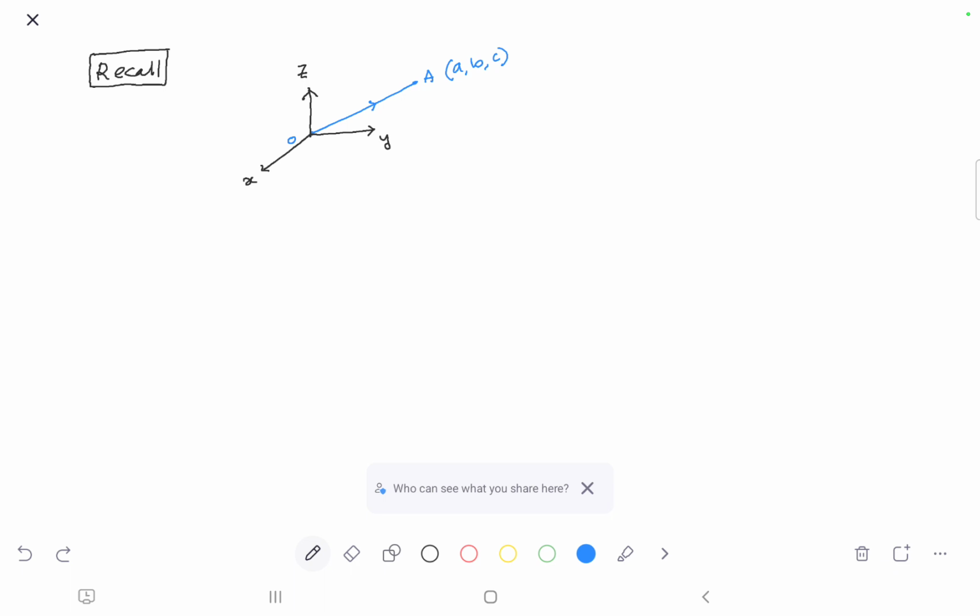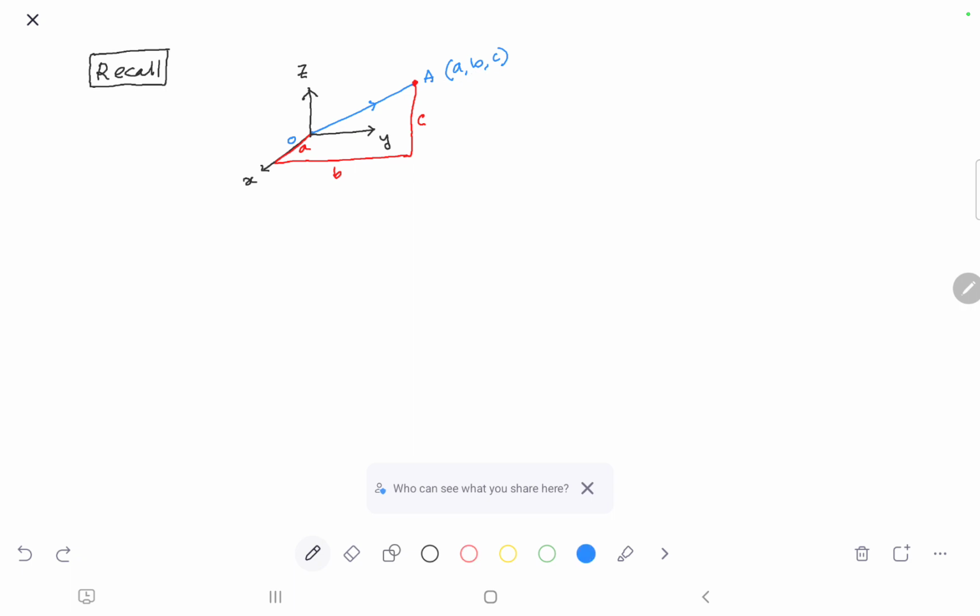Now see, the same point A, we can think of in two different ways. One is using coordinates A, B, C. So this is A, this is B, and this is C, like this distance. We move A units along the x-axis, B units parallel to the y-axis, and C units parallel to the z-axis, and we get the point A. So the point A has coordinate A, B, C.